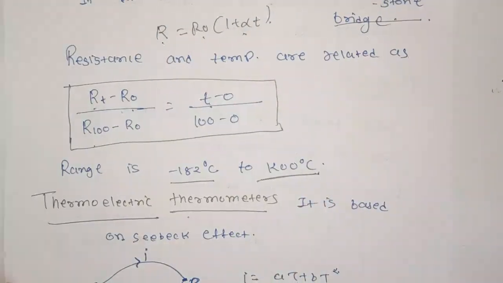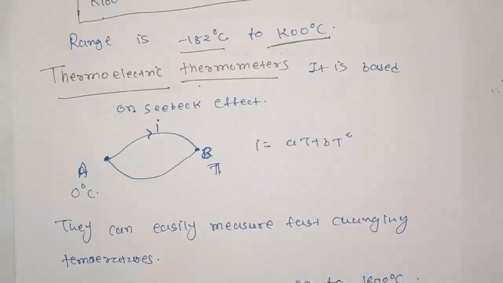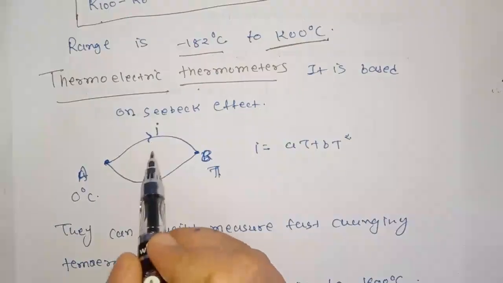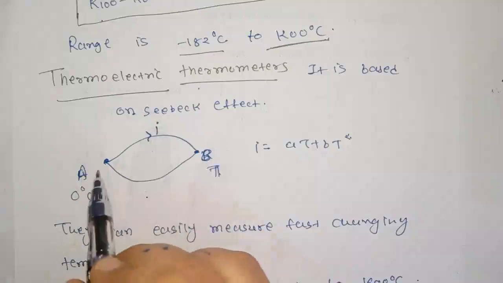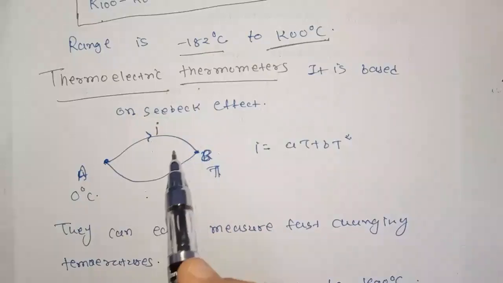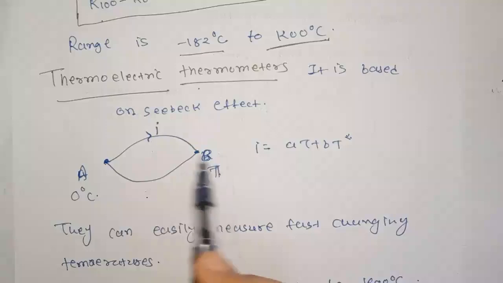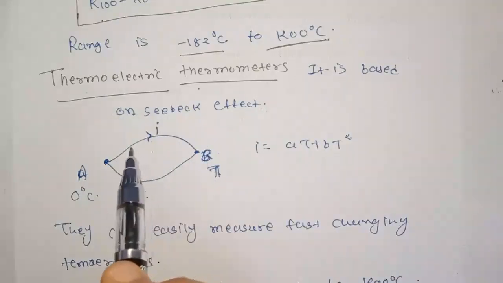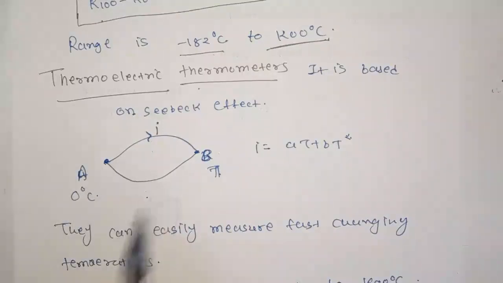Now, let us see the next, thermoelectric thermometers. It is based on the Seebeck effect. In this thermometer, two distinct metals are joined to form a closed circuit. Let's say there are 2 points A and B. We have taken two distinct metals, let's say iron and copper. They are connected to form a closed junction. This is called a thermocouple.